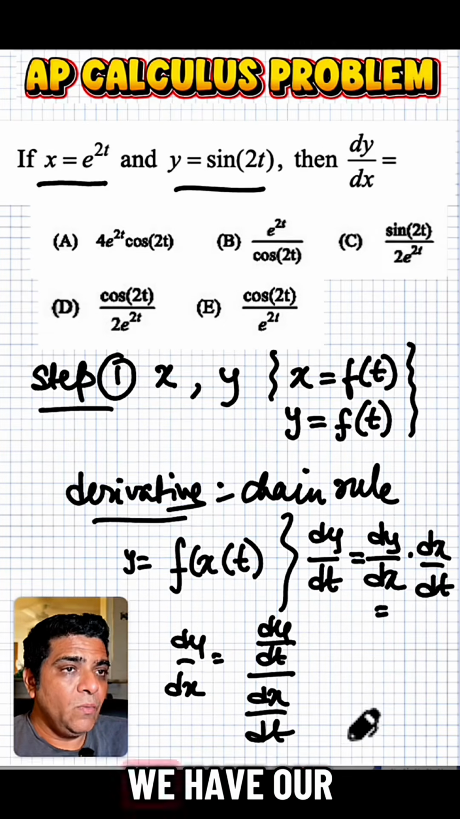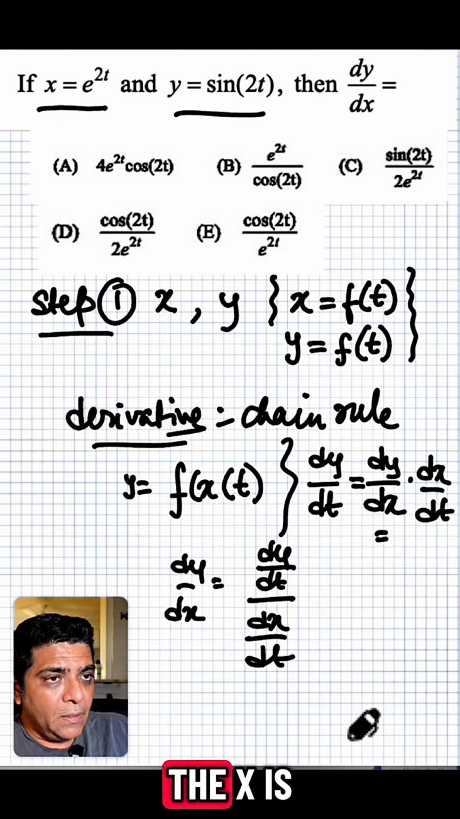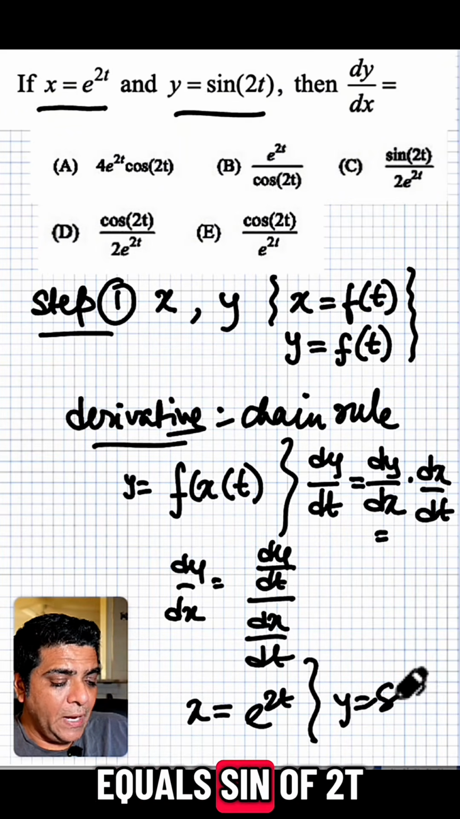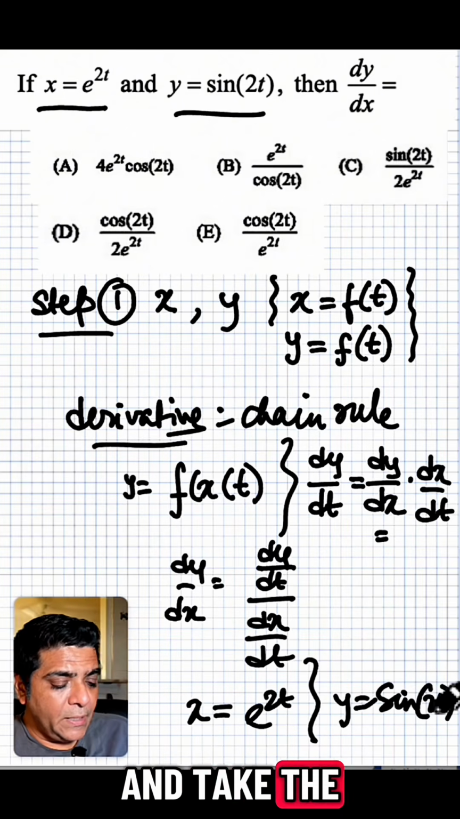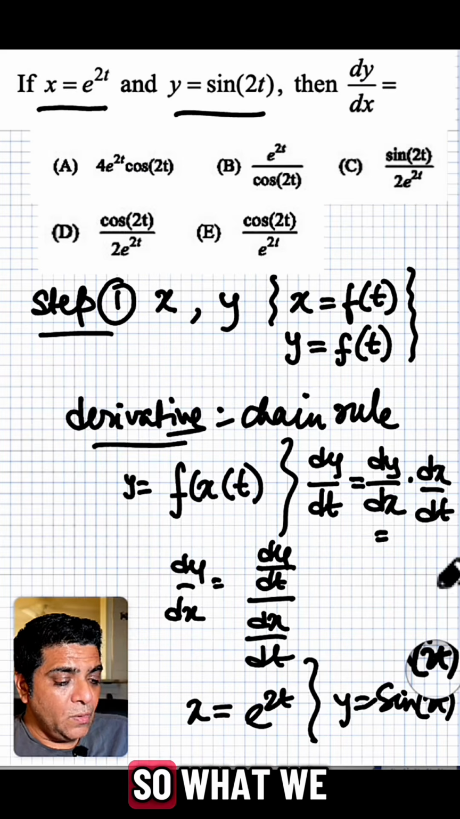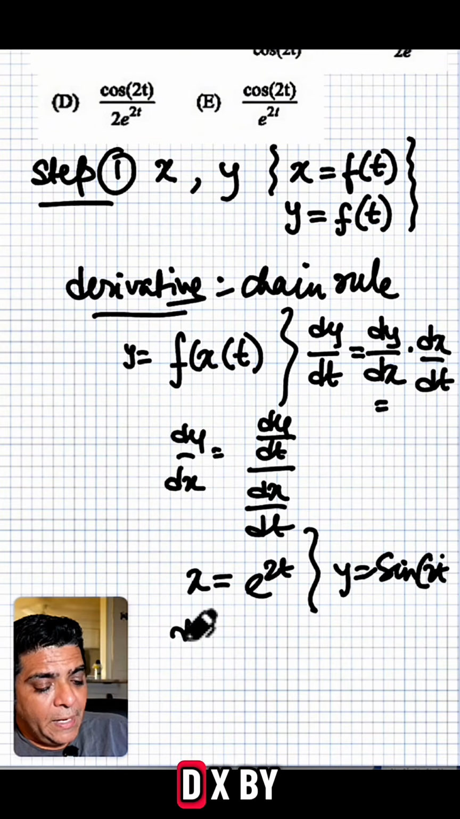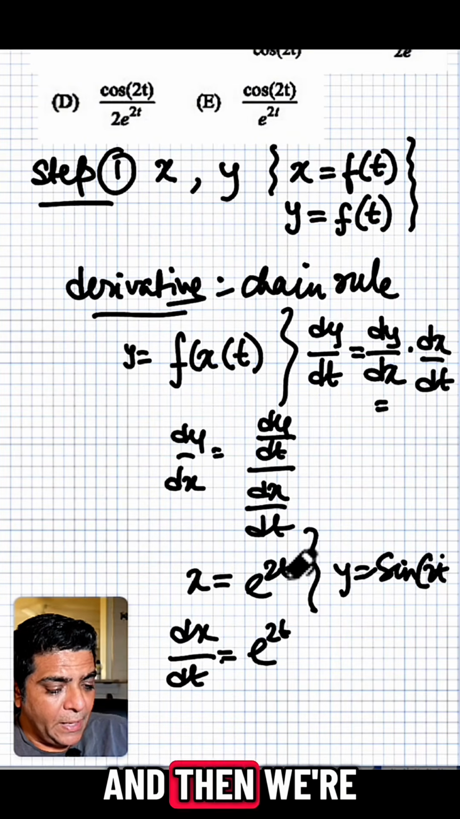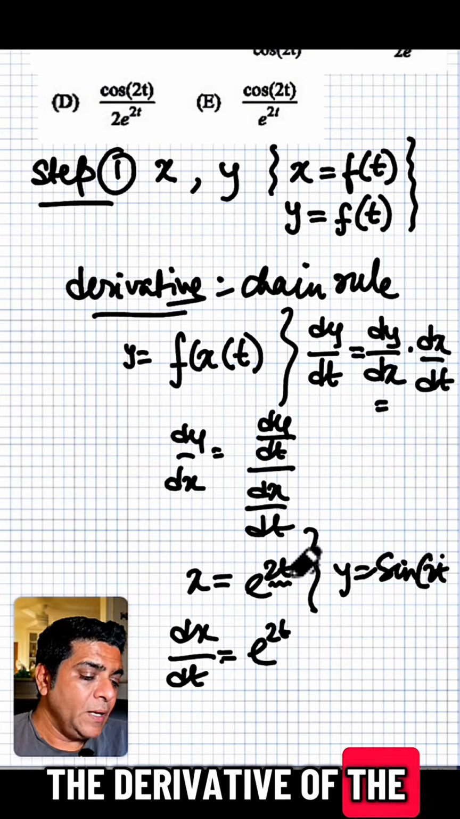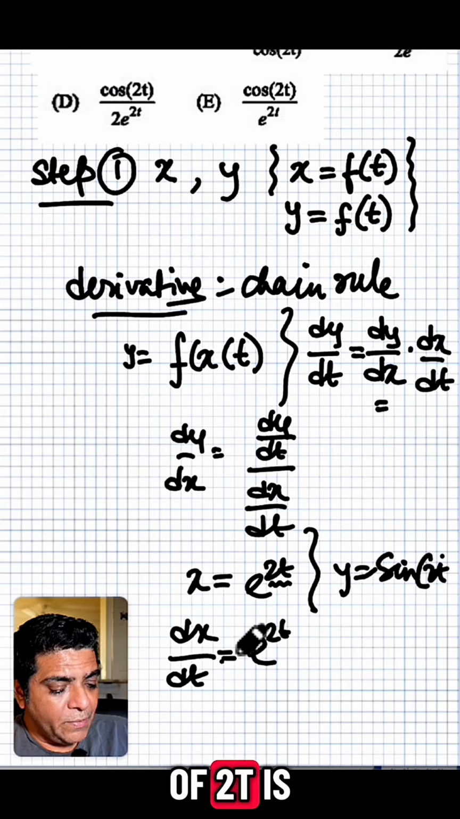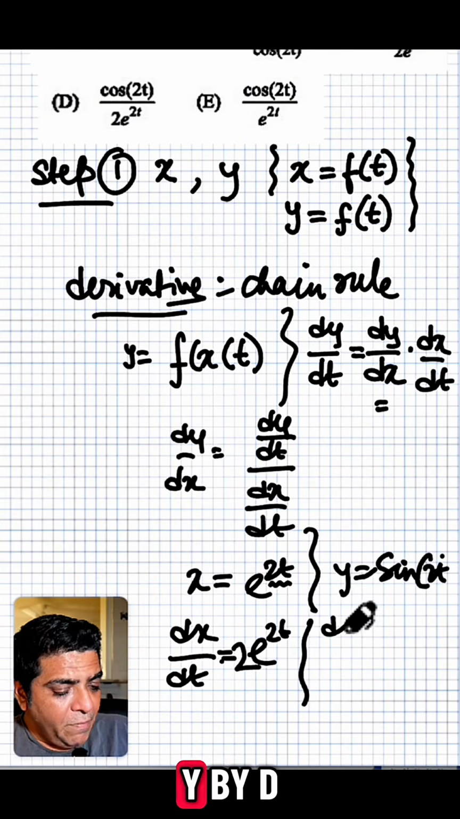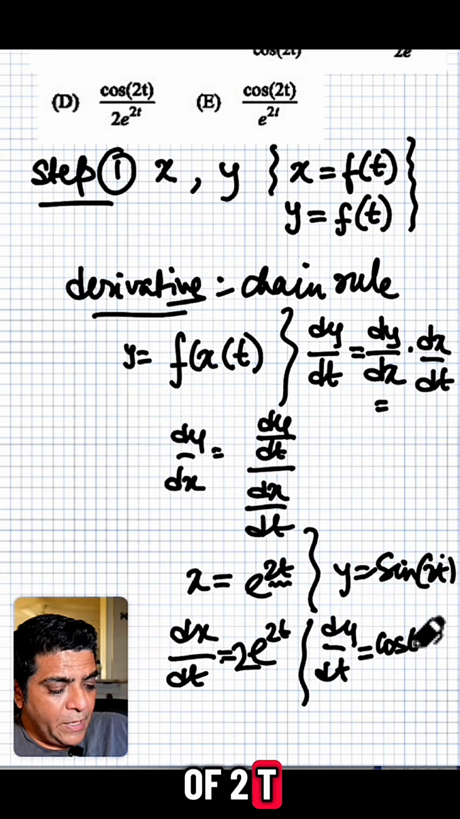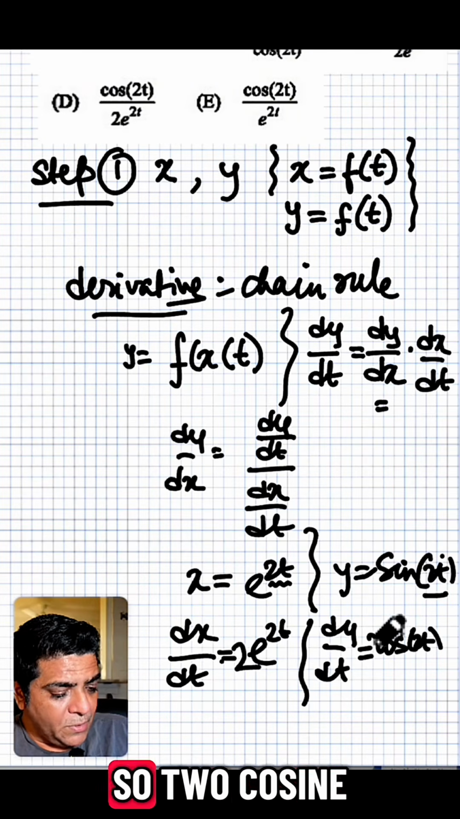Okay, so now we have our x value: x equals e to the power of 2t, and y equals sine of 2t. Let's go ahead and take the derivative with respect to t for each of those. So dx/dt is the derivative of e to the power of 2t, which is e to the power of 2t, times the derivative of the inner function 2t, which is simply 2. And dy/dt is cosine of 2t, times the derivative of the inner function, which is 2, so 2 cosine 2t.